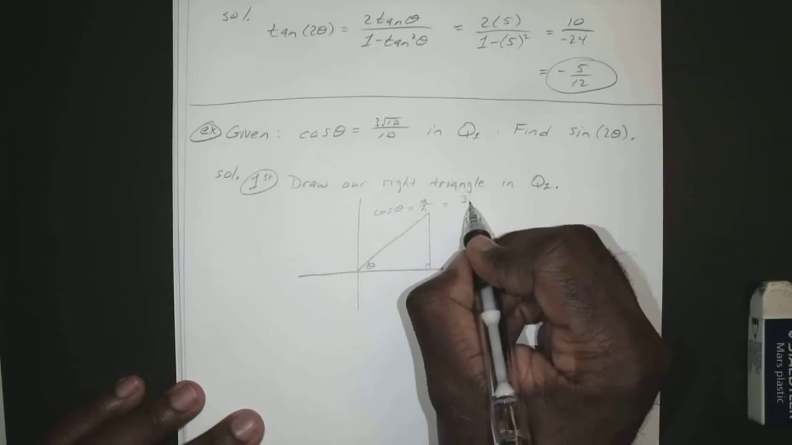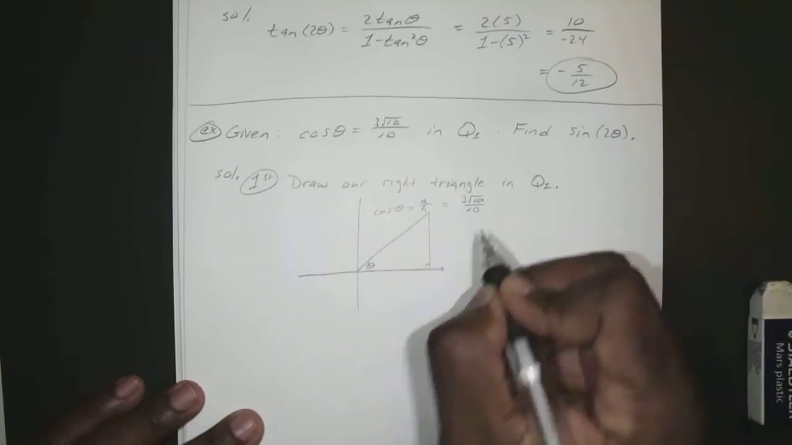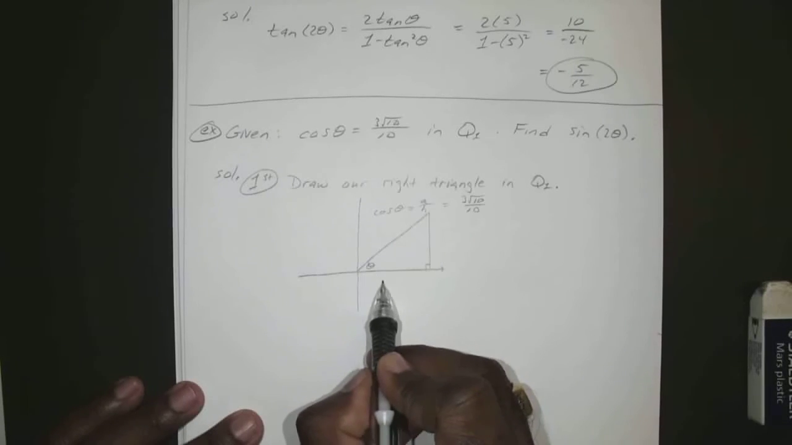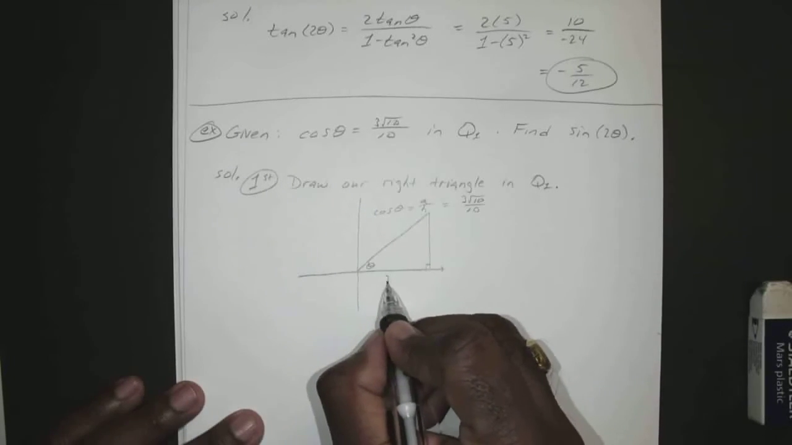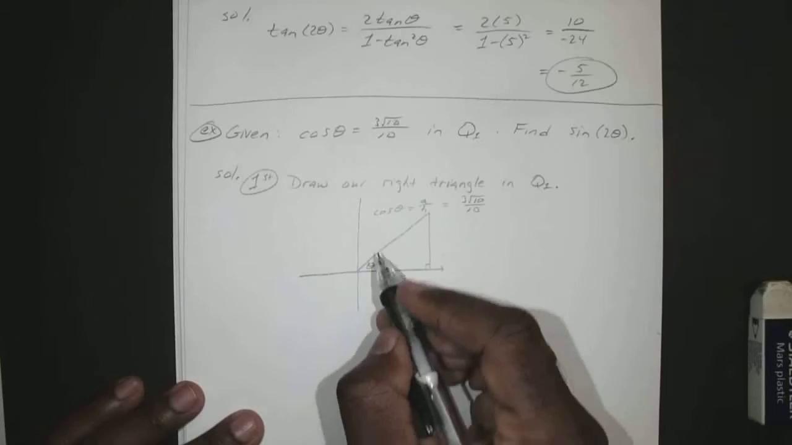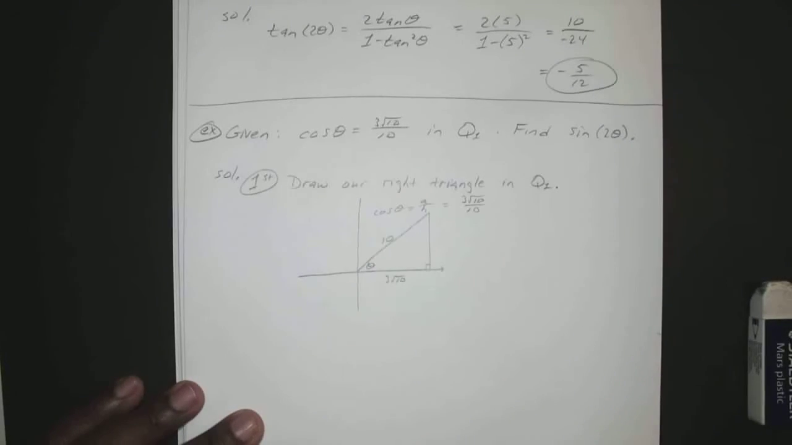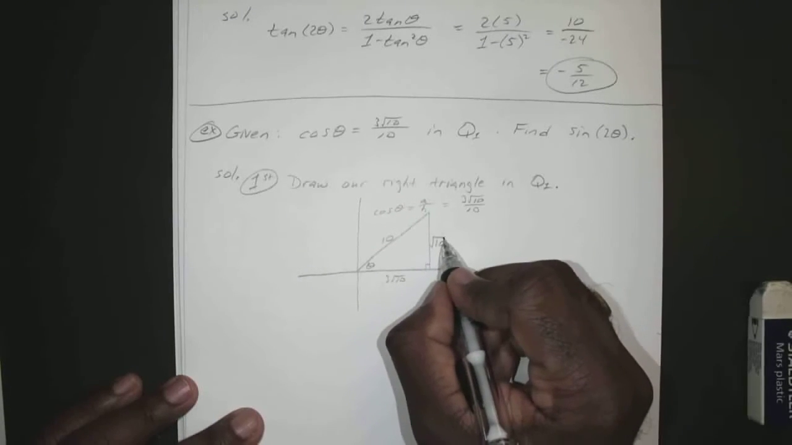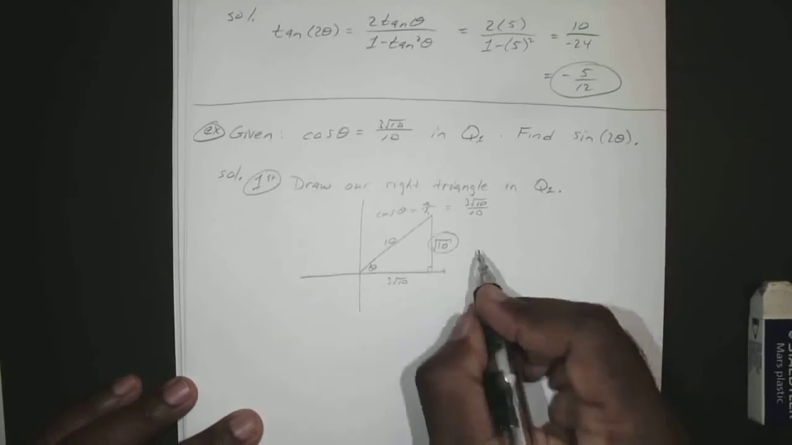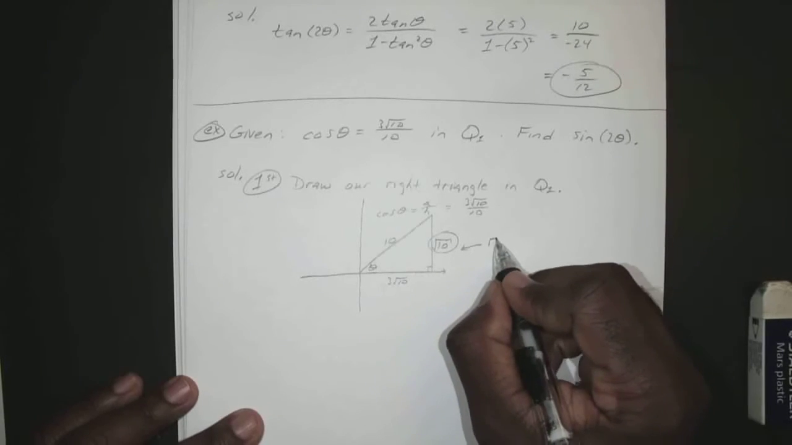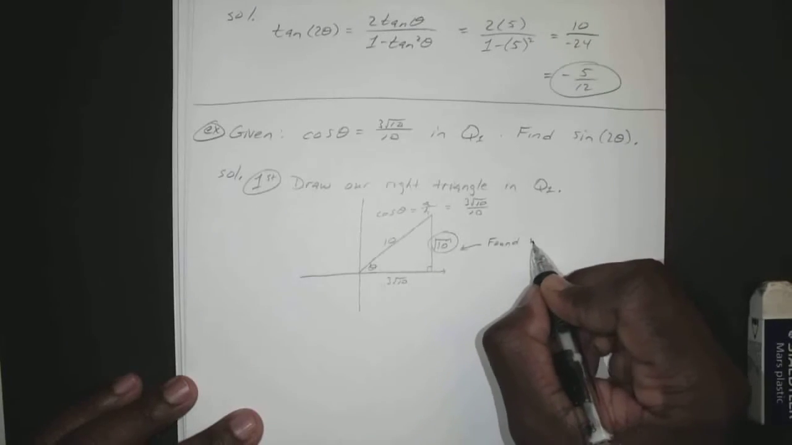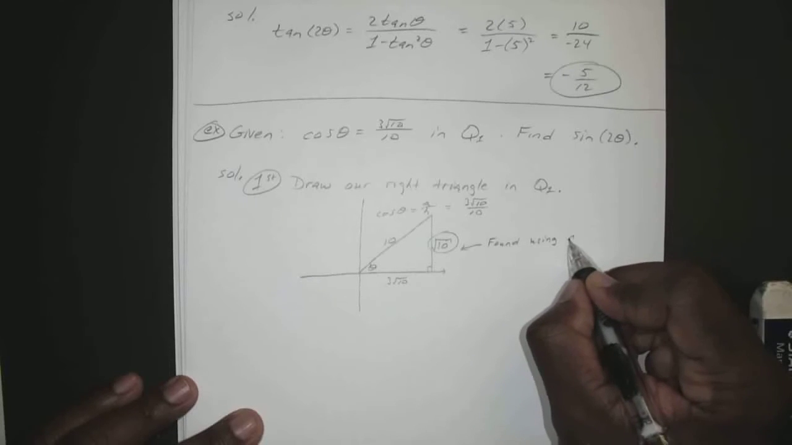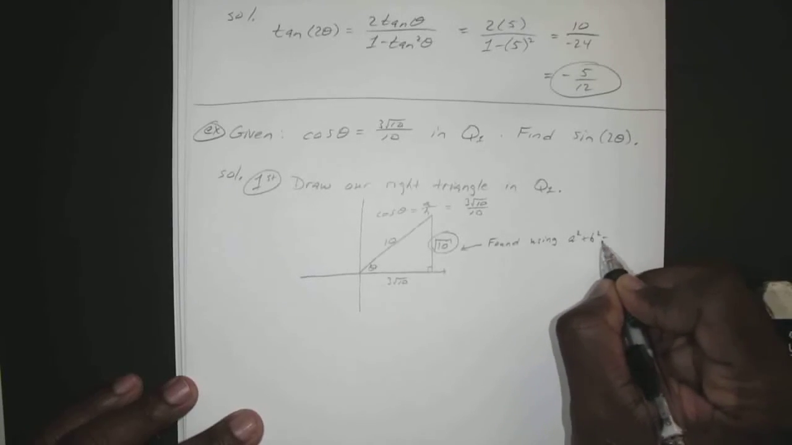So if that's 3 square root of 10 over 10, then our adjacent is 3 square root of 10, and our hypotenuse is 10. So using the Pythagorean theorem, we actually solve for this side, which is square root of 10, found using a squared plus b squared equals c squared.